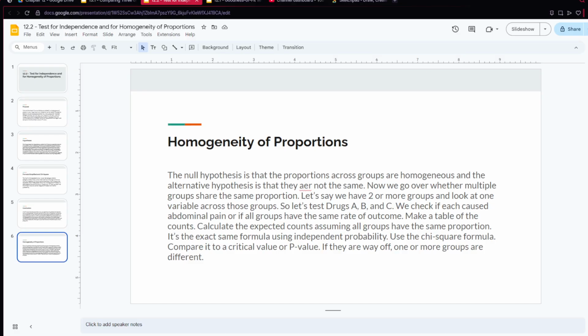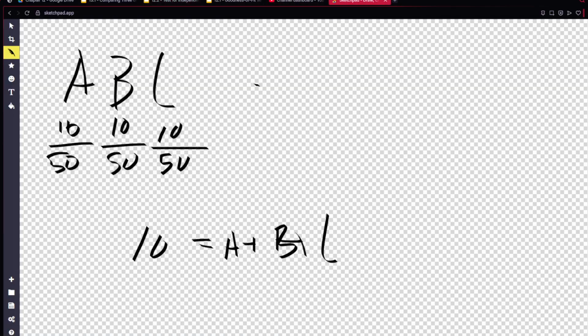But we also have to see if it's the exact same formula using the independent probability. So it would basically be comparing it to abdominal pain again and seeing if each has an effect, then use the chi-square formula to calculate if it is unlikely. So it's simple logic again, but it is a little abstract to understand. So I would recommend explaining it to yourself a few times, like I'm doing right now.